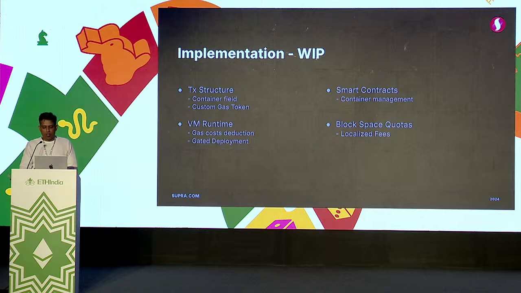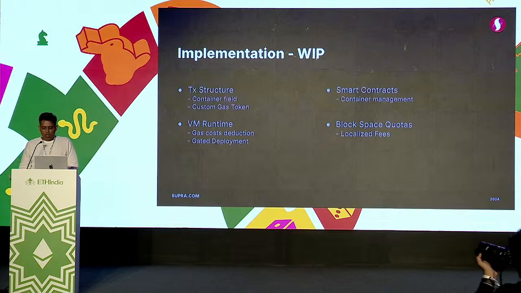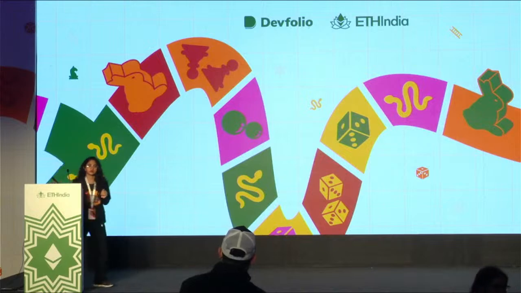So these are all work in progress, and these all make sense when you have a very high throughput system. The block space quota, in a system where there is higher demand than you can accommodate, is very counterproductive. For example, in Ethereum, the transactions in the mempool itself will take so much more time than the transactions that are coming into the blocks.